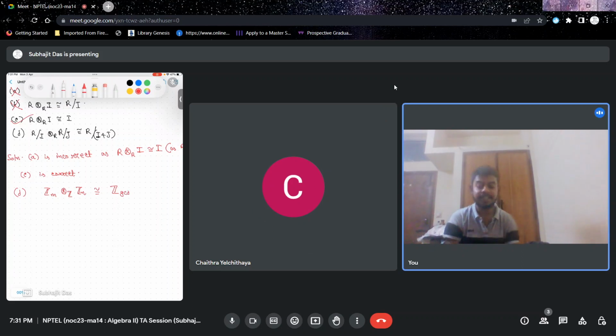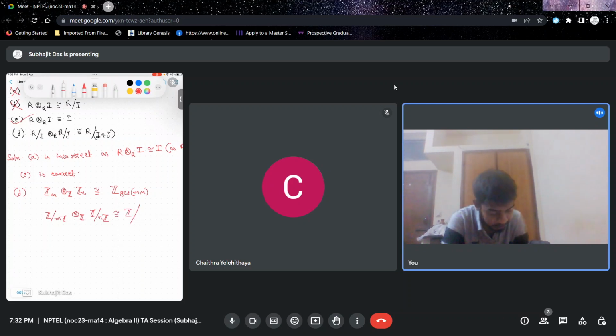And this D actually generalizes this, right? So you have Z mod Mz, where Mz is I, tensored over Z with Z mod Nz, where Nz is J. This is isomorphic to Z mod I plus J. So Mz plus Nz, which is the ideal generated by Mz and Nz, in other words, the ideal generated by M and N. That is the ideal generated by the GCD. So it's Z mod GCD of M and N. Okay, so this is a generalization of that.